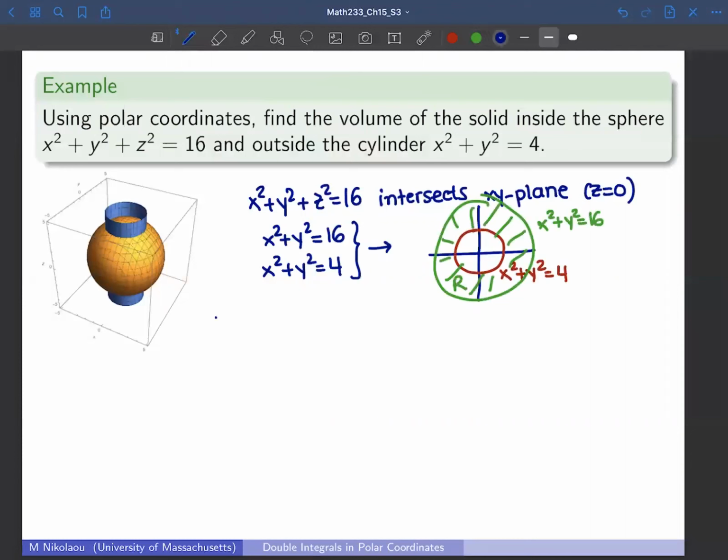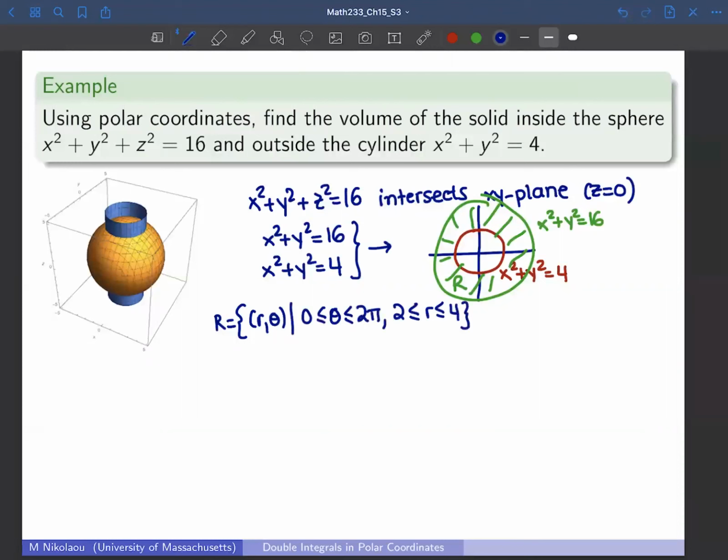So the region R is the set of all points r, theta, such that theta takes values between 0 and 2 pi, so we have the whole area of R between 0 and 2 pi. And then r takes values between square root of 4 and square root of 16. So r takes values between 2 and 4.